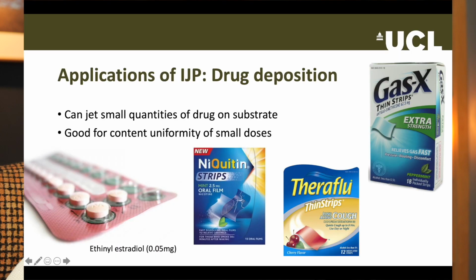Now, why would we want to print drugs onto substrates in the first place? Well, because there are some products where it is an ideal manufacturing option. On the screen are a few examples. The most obvious are products that are medicated thin films. In the UK, we have a nicotine product, which contains nicotine, and Gas-X, which contains simethicone, but film strips are much more popular in the US. They are designed to be carried in a pocket or bag, and when placed on the tongue, they dissolve instantly.